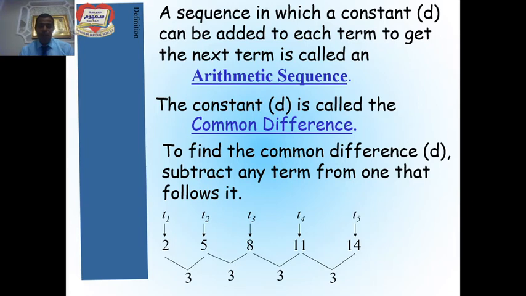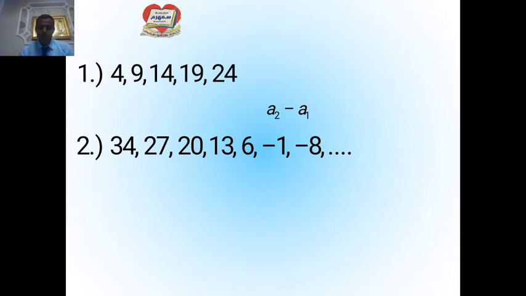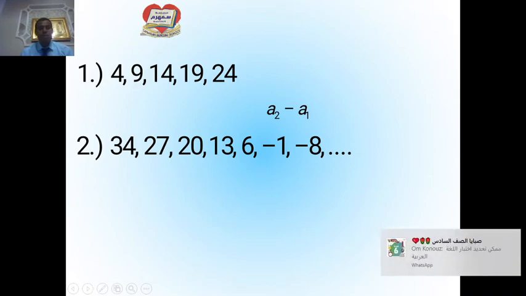When you subtract the first term from the second term, or the second term from the third term, and so on. For example, here, my learners, we have 4, 9, 14, 19, 24. This is the first number sequence. The second term minus the first term: 9 minus 4 is 5. Then a3 minus a2 means 14 minus 9 is 5. Then the fourth term minus the third term is 19 minus 14, which is 5, and so on.